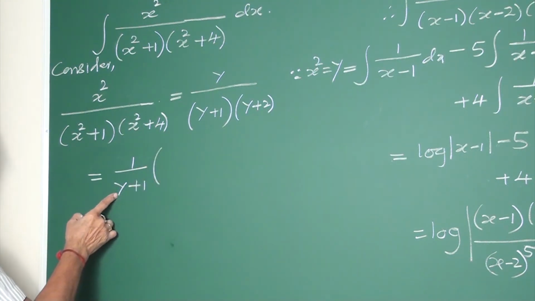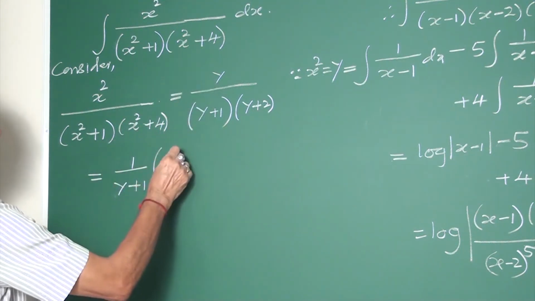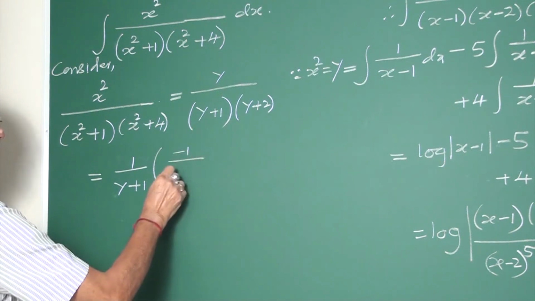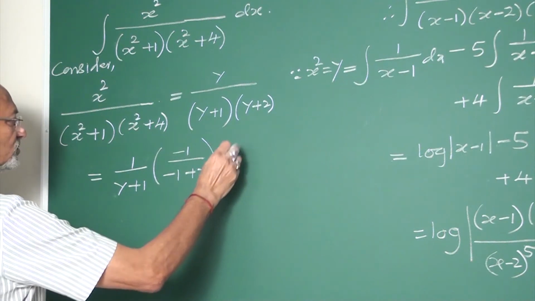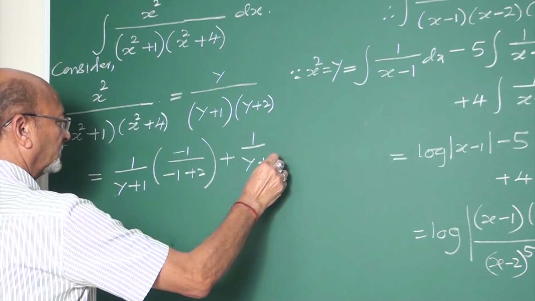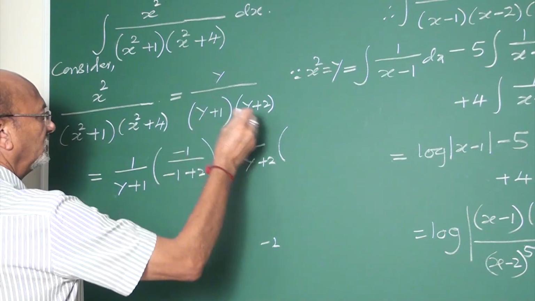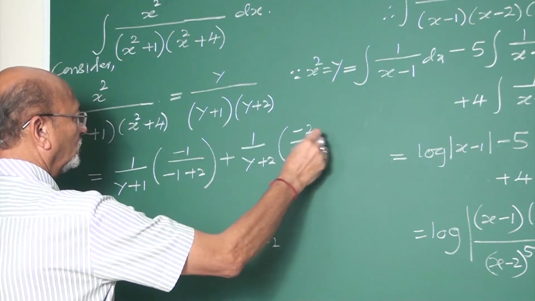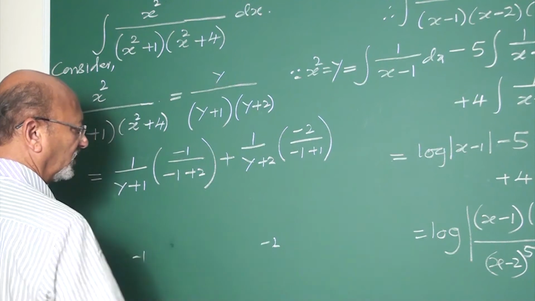What is the value that makes this denominator 0? Minus 1 plus 1 is 0. Except this factor, it is minus 1 upon minus 1 plus 2. Plus the second factor, 1 upon y plus 2. What is the value that makes it 0? Minus 2. Except this, it is minus 2 plus 1, same as we have already done.